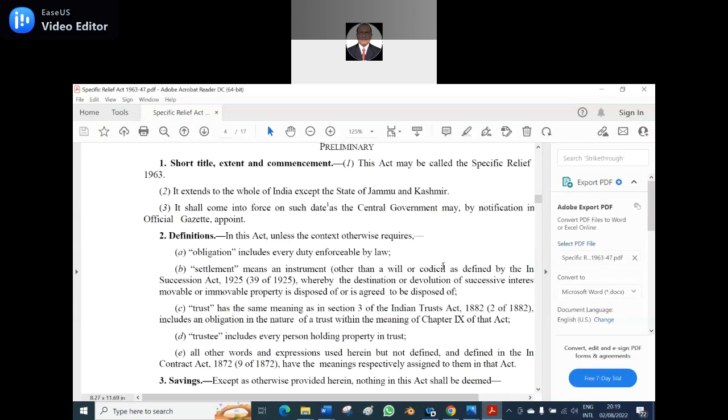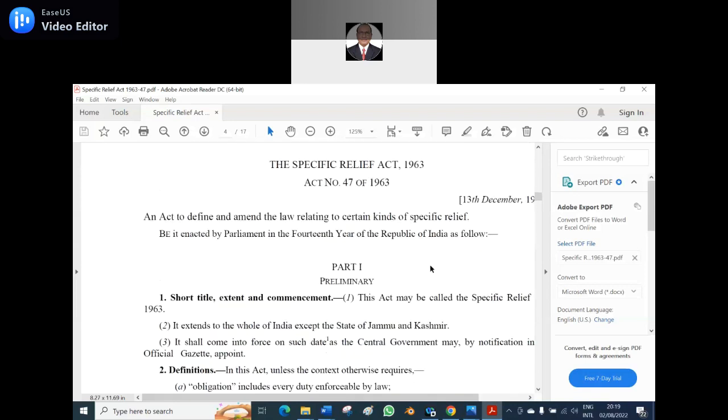the Cisco Webex closes, I would like to show you the Act, because in the Act also they may ask you. Generally this is said to be the, can you say it's a preamble? Yes, sir. An Act to define and amend the law relating to certain kinds of specific relief. This is the long title. Enacted by Parliament in the 14th year of the Republic of India as follows.